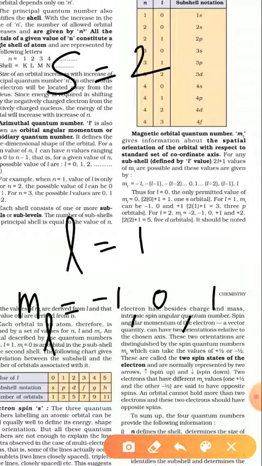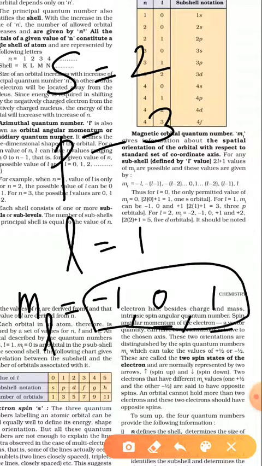S will have 2 orbitals, as we discussed now. What were the 2 orbitals? 0 and 1. P will have 3 orbitals present in it: minus 1, 0 and 1. This actually represents the orbitals. So P will have 3 orbitals.